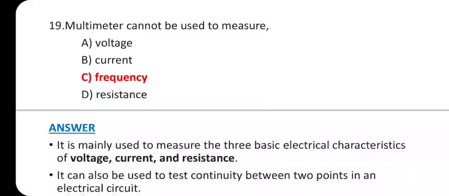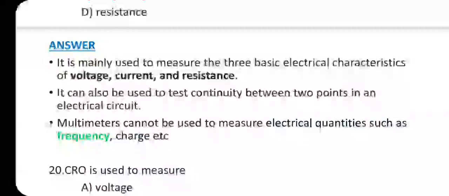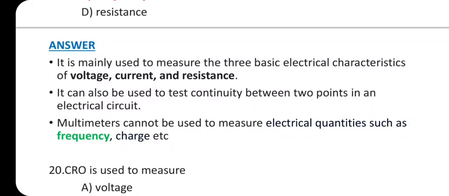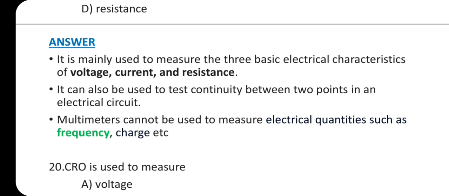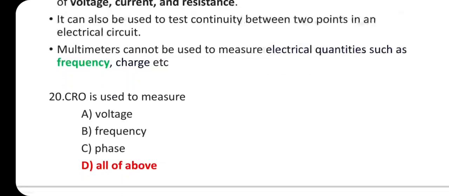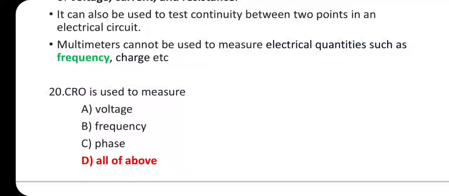Question number 19. Multimeter cannot be used to measure. Answer is option C, frequency. Multimeter is mainly used to measure the three basic electrical characteristics of voltage, current, and resistance. It can also be used to test the continuity between 2 points in an electrical circuit. Multimeters cannot be used to measure electrical quantities such as frequency, charge, phase, etc.